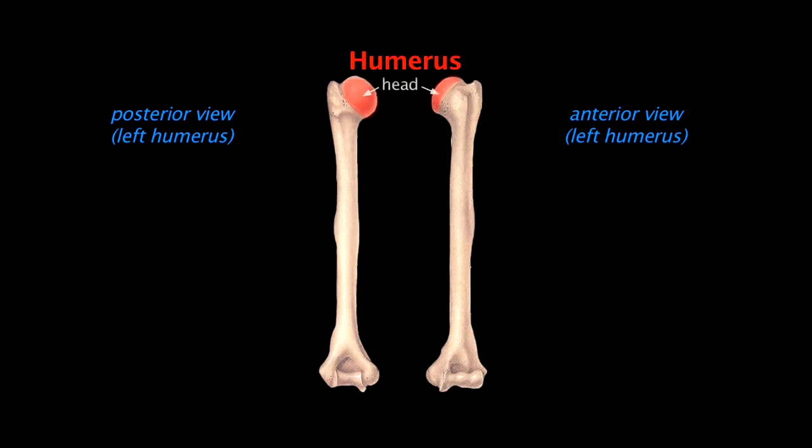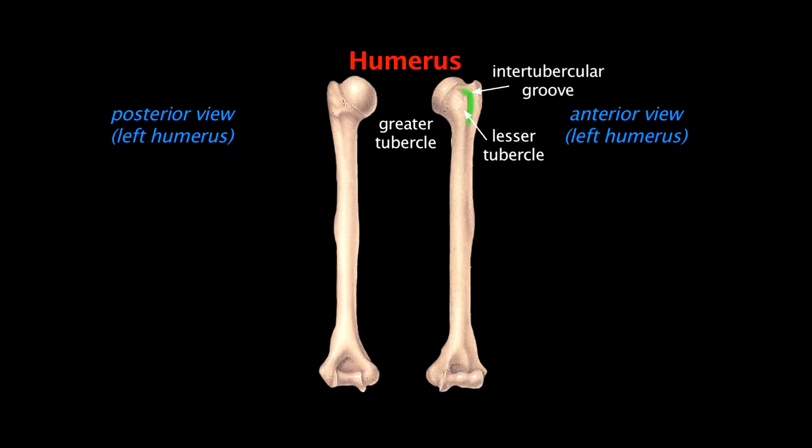The head of the humerus is the portion that articulates with the scapula in the glenoid fossa that was just shown. And at the base of the head is what's referred to as the anatomical neck. Just distal to the anatomical neck, you'll find two prominent bumps, one that's larger than the other. The larger one is called the greater tubercle and is located more on the lateral surface of the humerus, as opposed to the smaller one that's called the lesser tubercle, which is located on the anterior surface. And between these two tubercles is the intertubercular groove.